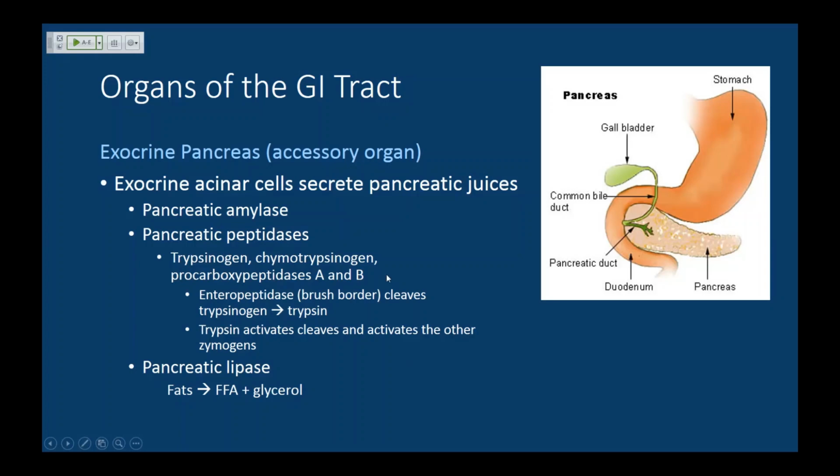These are all zymogens. Okay, and back to enteropeptidase from the brush border. The importance of this is it cleaves trypsinogen from the pancreas into trypsin. The active trypsin can then cleave the rest of the zymogens into their active form. So enteropeptidase is necessary for starting this cascade of converting zymogens into active enzymes that then allow for digestion. And then finally, the pancreas will produce lipase, which helps to break down fats into free fatty acid and glycerol.